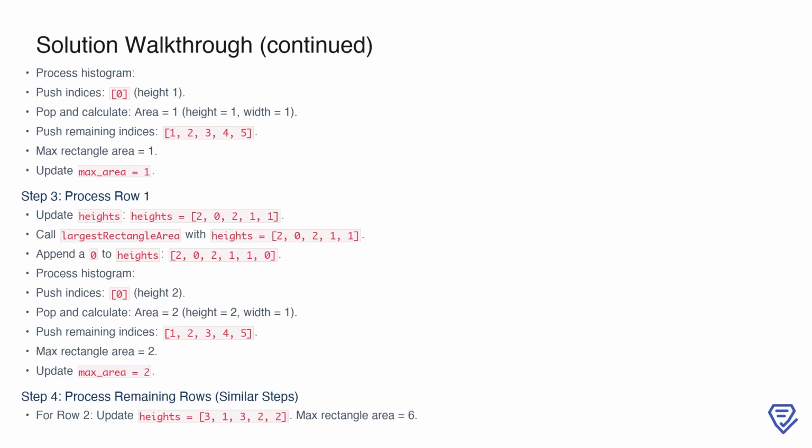Moving on to row 1, we update the heights array to 2, 0, 2, 1, 1, based on the matrix values. Again, we call largest rectangle area, appending a 0 to the array for processing, resulting in 2, 0, 2, 1, 1, 0. Processing this histogram involves similar steps. Here, we calculate an area of 2 using height 2 and width 1. Once finished, the maximum rectangle area becomes 2, and we update max_area accordingly.